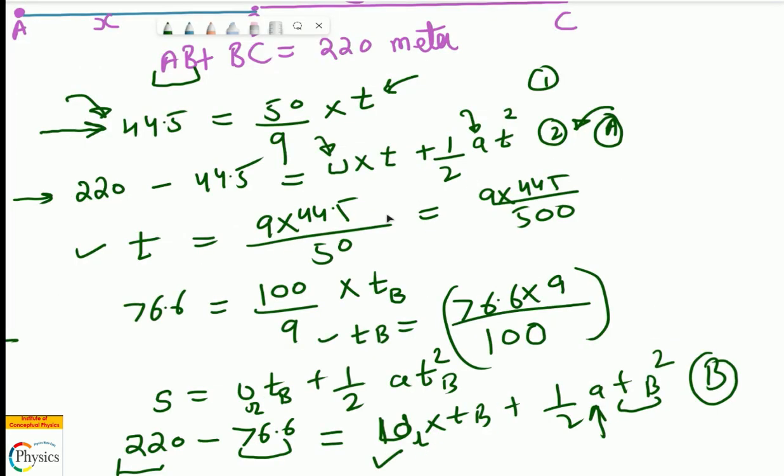All right. Just a quick word. You will be able to solve A and B and find out U and A for the second car, which is your green car, right? I hope that is clear to you.